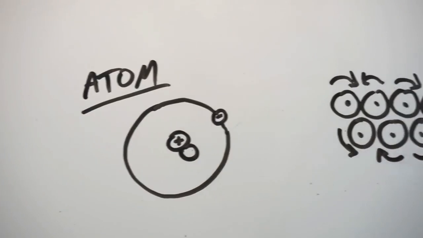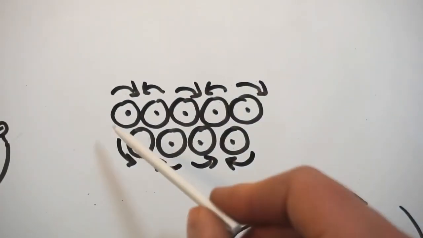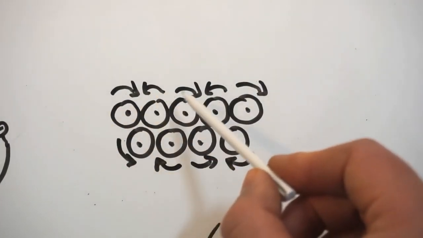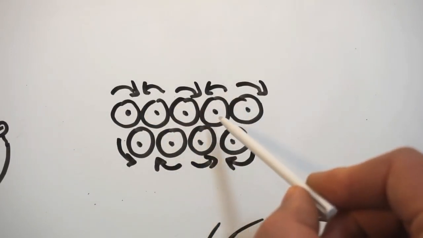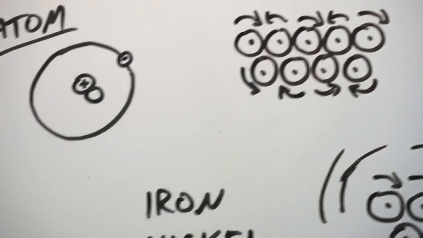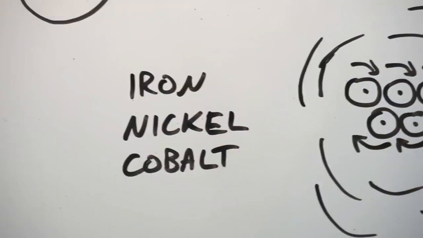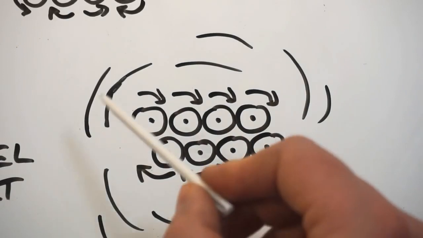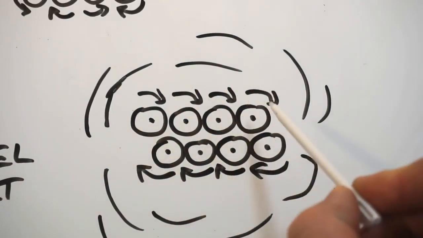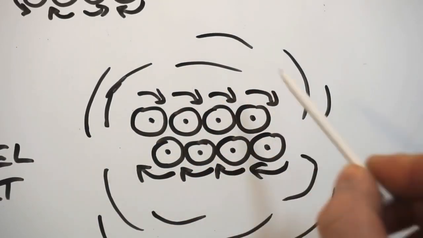In the atoms of most things around us, these electrons are flying around the nuclei fairly randomly, and overall the object doesn't have a charge. However, in some things, specifically things made of iron, nickel, or cobalt, all these electrons fly around the nuclei in the same direction, and this creates an invisible magnetic force field and makes the object magnetic.